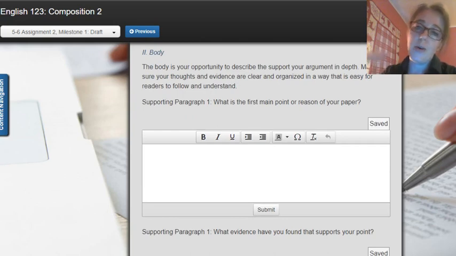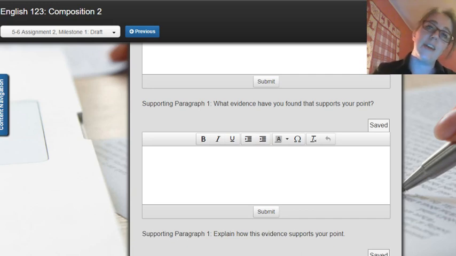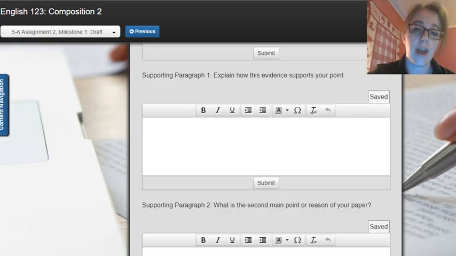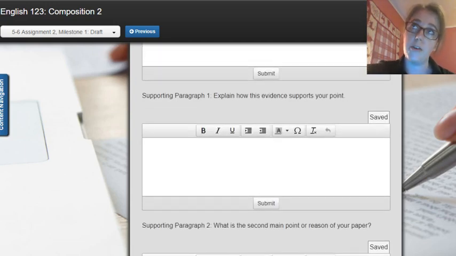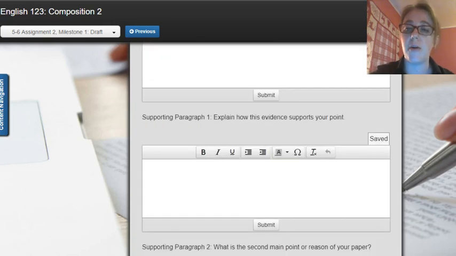On to our body. Supporting paragraph 1. What is the first main point or reason of your paper? What is that first key point that we have explored over the past couple weeks? What evidence have you found that supports your key point? Now again, we don't want to answer this question literally. We don't want to say, I have found this piece of evidence. Go ahead and type it up and make that connection to your key point. And then we want to explain how this evidence supports your point as well. So you've got your key points, you've got your evidence, and then you're going to talk about it a little bit and tie it all together. And that's going to be your next paragraph. So you have your introduction paragraph and then your first supporting paragraph with these three components in there: your key point, what evidence you have, and how it supports your point.